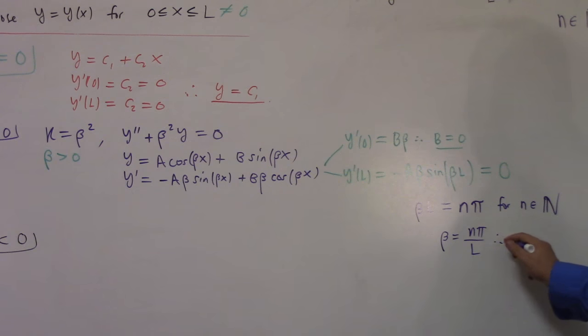Right, so therefore the k getting back is minus n, I'm sorry, not minus, k is n squared pi squared over L. Oh, did I do that right? Sorry. L squared. Beta basically, L squared, yeah.